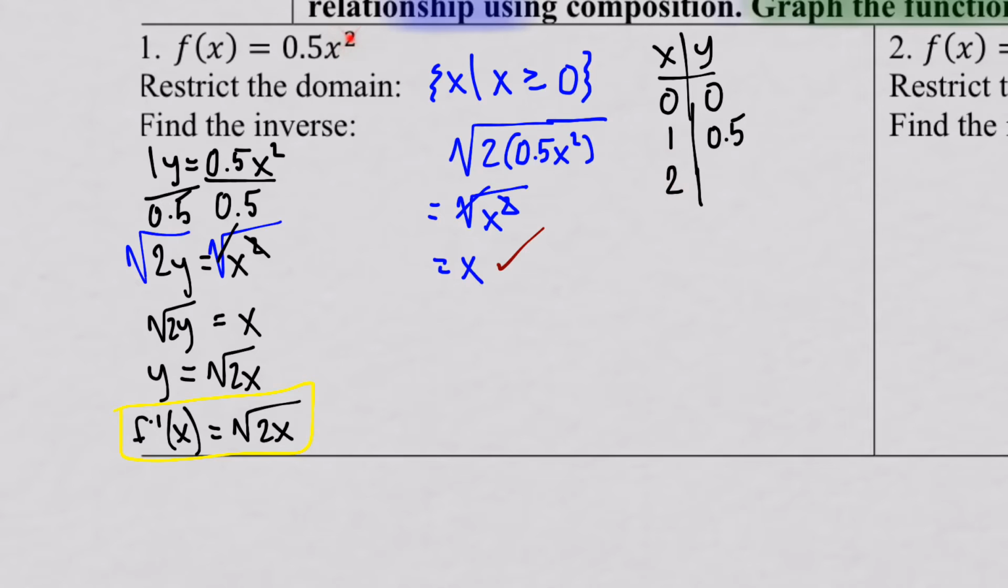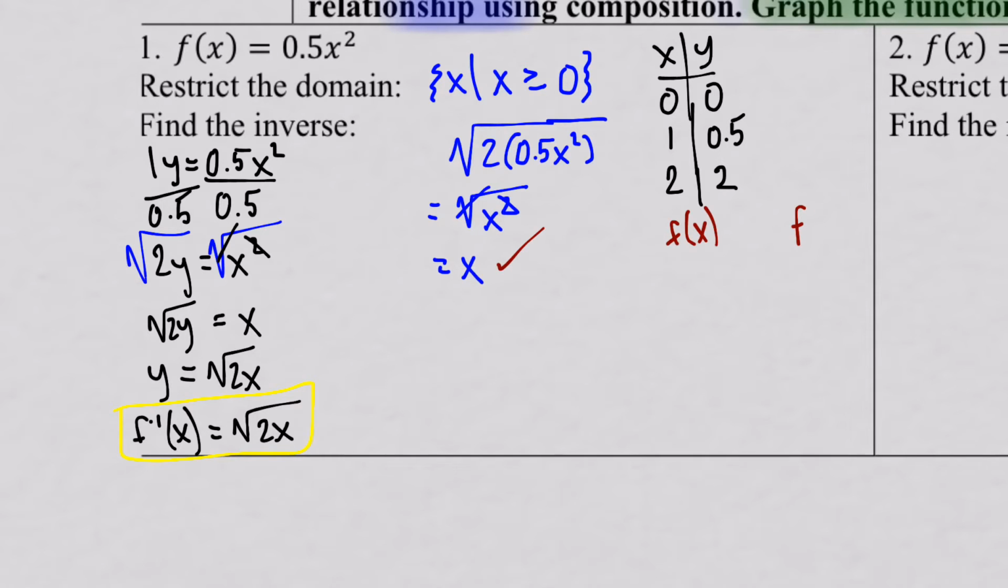2 squared is 4. 4 times 0.5, which is 4 times 1/2, is 2. There you go. That's your original. That's f of x. Let's label it correctly. That is the table we're going to graph to make f of x.